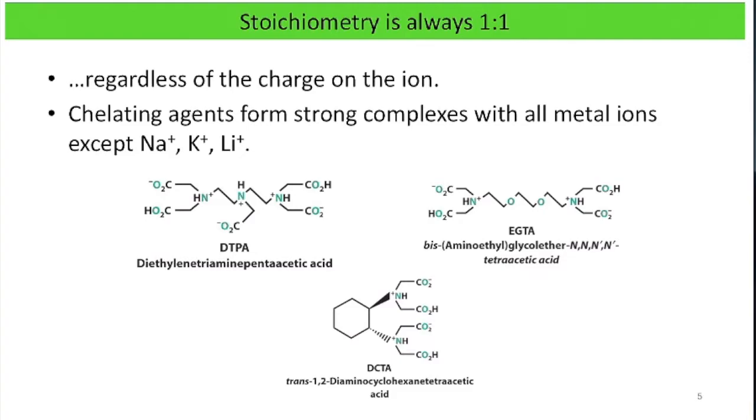Now, most of the time, this is a strong complex when they form the metal ion complex. So there's the EDTA that's bonding to the metals. Usually that's a really strong complex, but it's not very strong for sodium, potassium, or lithium. So for every other metal, it's a strong complex. For those 3, it's not nearly as strong.